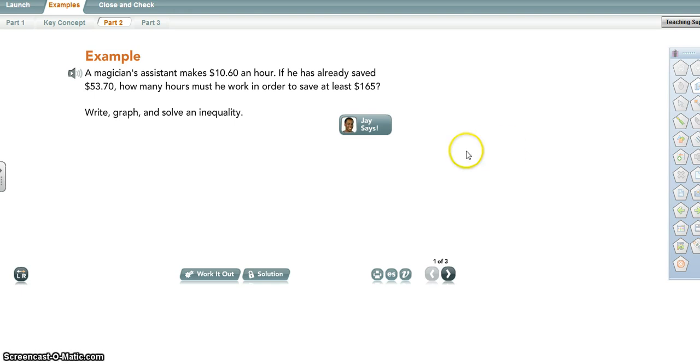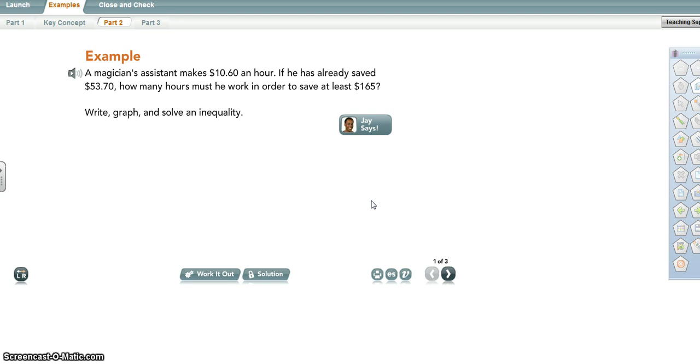All right, let's try this one. A magician's assistant makes $10.60 an hour. If he has already saved $53.70, how many hours must he work in order to save at least $165 total? So we need to write an inequality, solve it, and create a graph for it. Why don't you go ahead and pause the video, see if you can make the inequality yourself. Part of the hard part is taking the words and turning them into math.